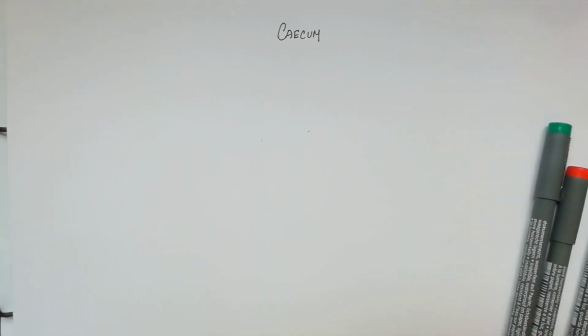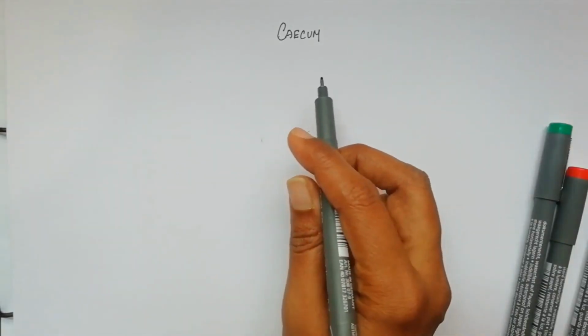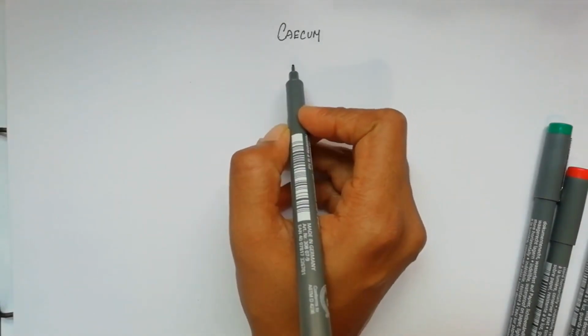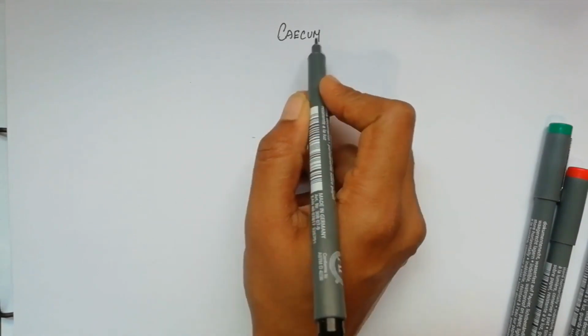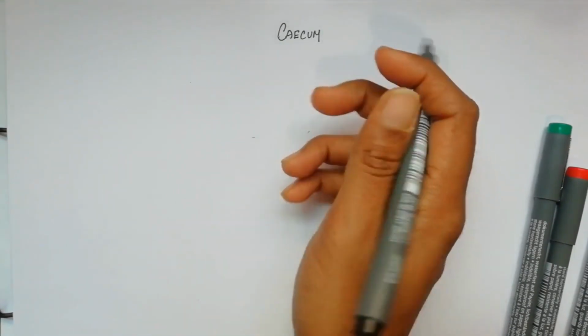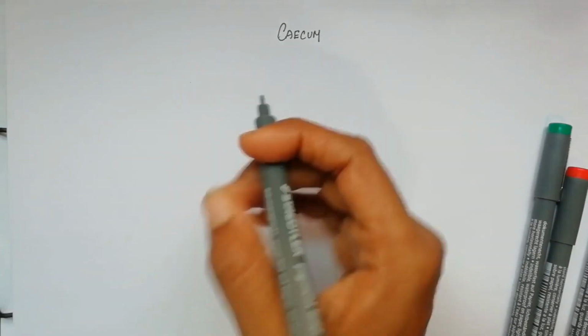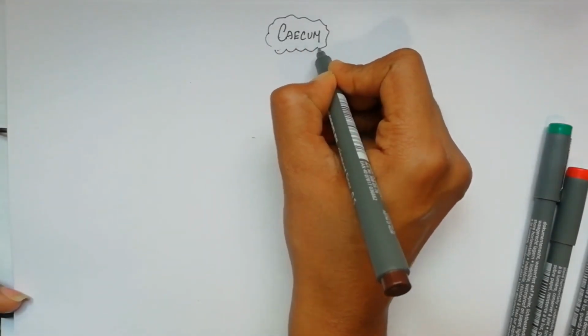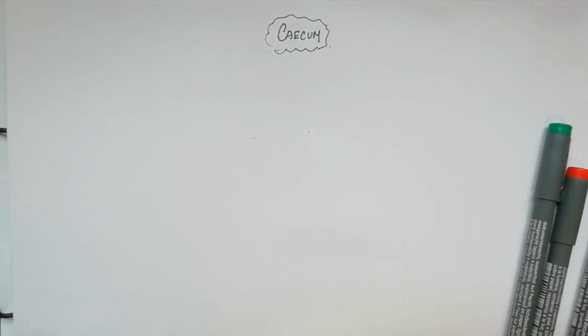In today's topic we are going to see another part of the GIT, that is the large intestine. We are going to see the commencement of the large intestine in this video. The organ which we are going to refer to today is the cecum. This is the organ which we are going to deal with today. About the cecum we are going to see, as I said, it is the commencement of the large gut.